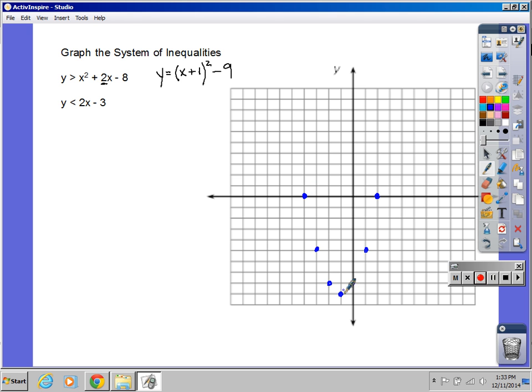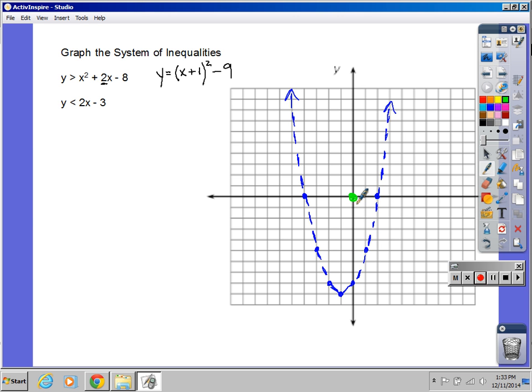Now I'm going to draw a dashed line for my parabola. Because again, it's not equal to. Now there's all sorts of ways to determine where to shade when you're graphing like this. The most sure way is to test a point. So if I choose a point, let's say 0, 0, that's always the easiest one to test.